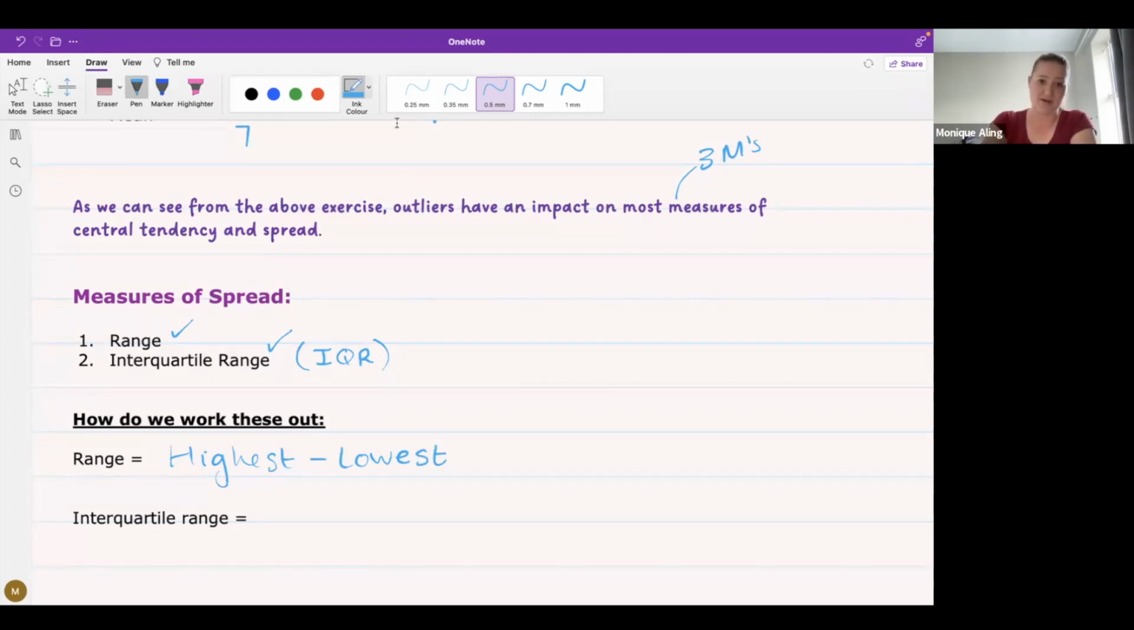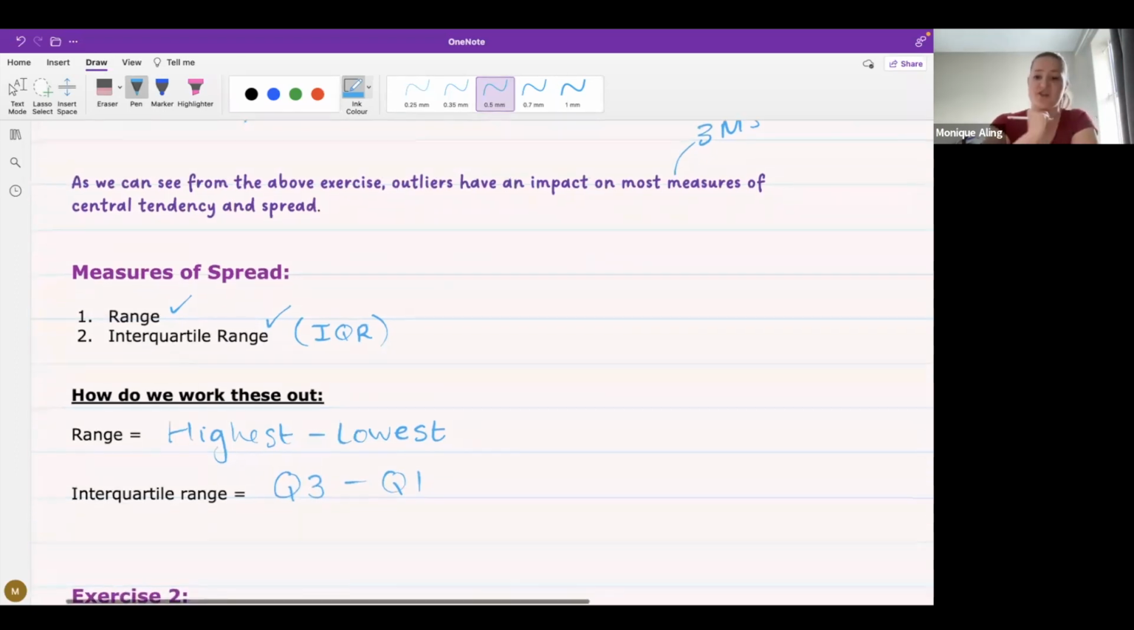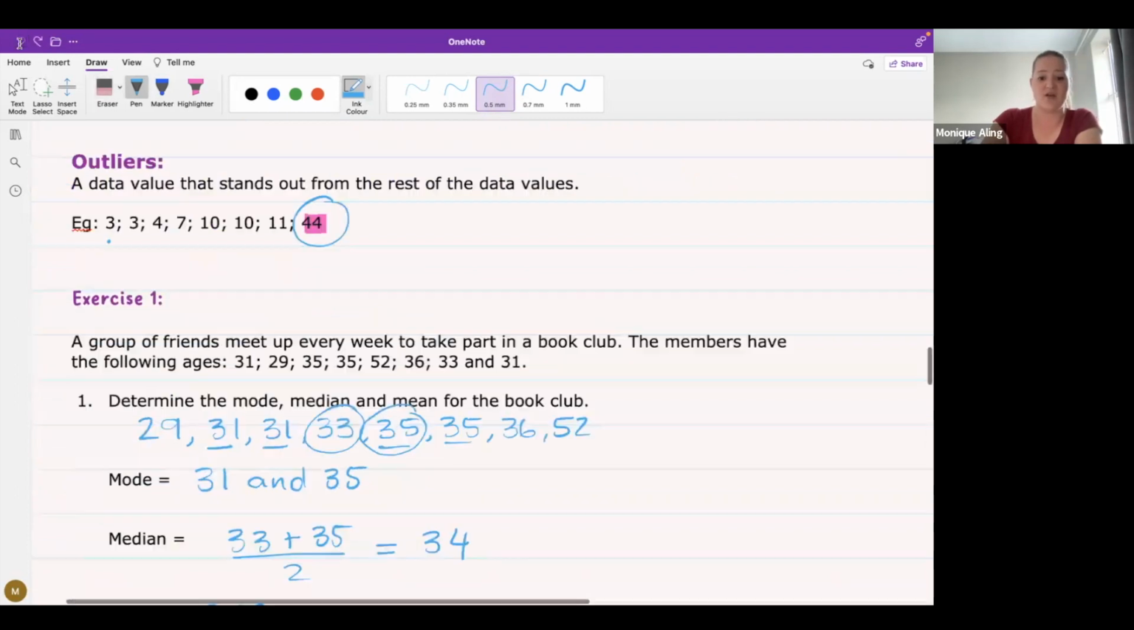Okay, now I don't expect you to know how to work out the interquartile range yet, but for when we do it, it is our quartile 3 minus our quartile 1. So I don't know if you guys want to just take a screenshot for future reference of this formula. Quartile 3 minus quartile 1. And you will see it's a similar concept because quartile 3 is our highest quartile and quartile 1 is our lowest quartile. So it's exactly the same kind of concept as range. Quartile 3 is the highest quartile and quartile 1 is our lowest.